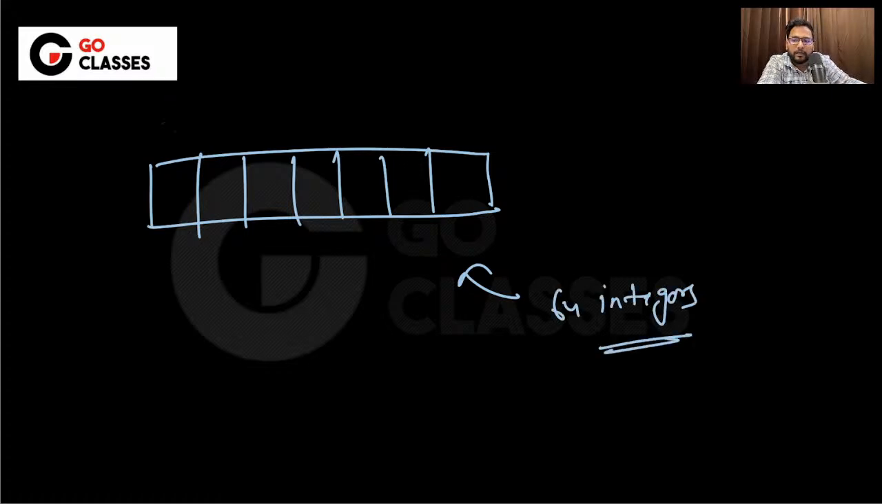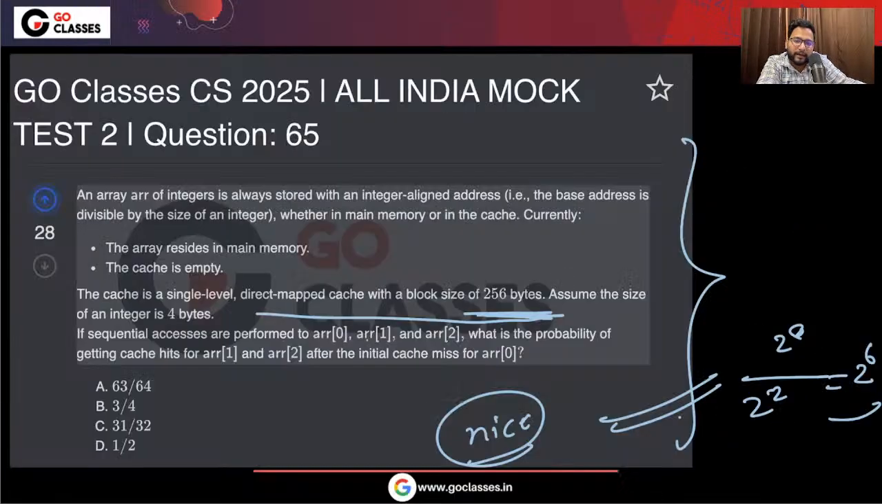So you can store 64 integers, so a0 to a63. Now they are saying that you are getting a hit, the probability of a hit on a1 and a2 after missing on a0, okay, because the cache is initially empty, so anyway you will be missing on a0.